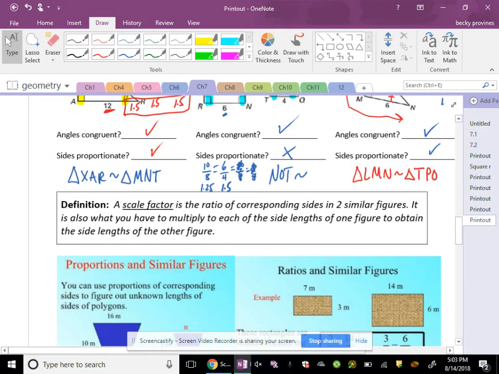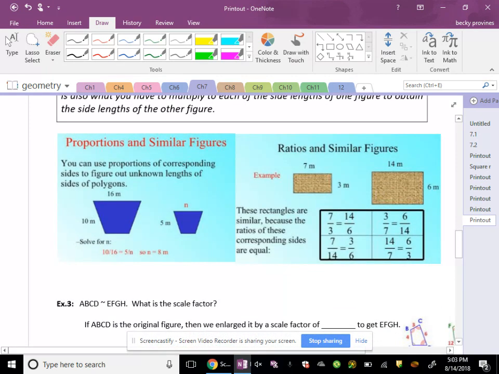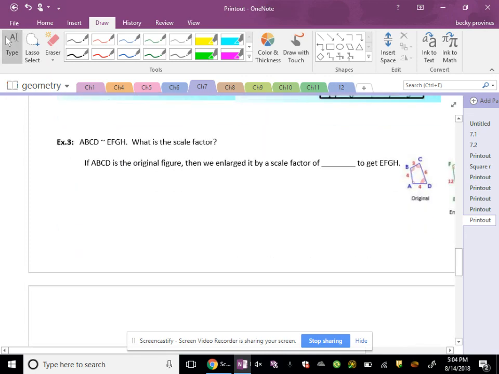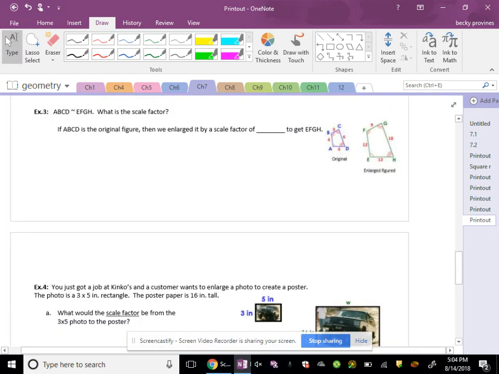Now, I've already kind of explained scale factor a little bit. Scale factor is the rate at which something is growing or shrinking. This definition says it's the ratio of the corresponding sides of two similar figures. It is also what you have to multiply the sides by to obtain the new length of the new figure. So let's just jump into example 3.